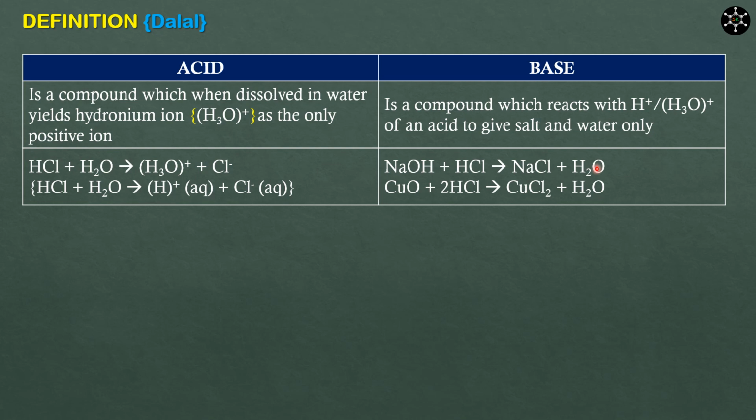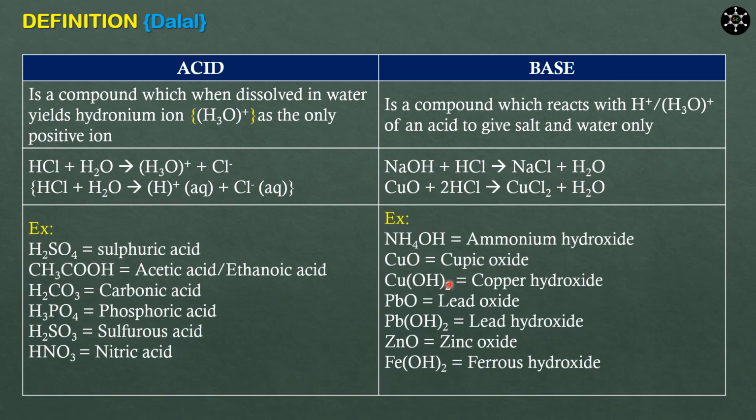Under this definition of base, we can even consider basic compound copper oxide also as base. Copper oxide reacts with HCl to give copper chloride salt and water. Few more examples for acid and base are listed here.